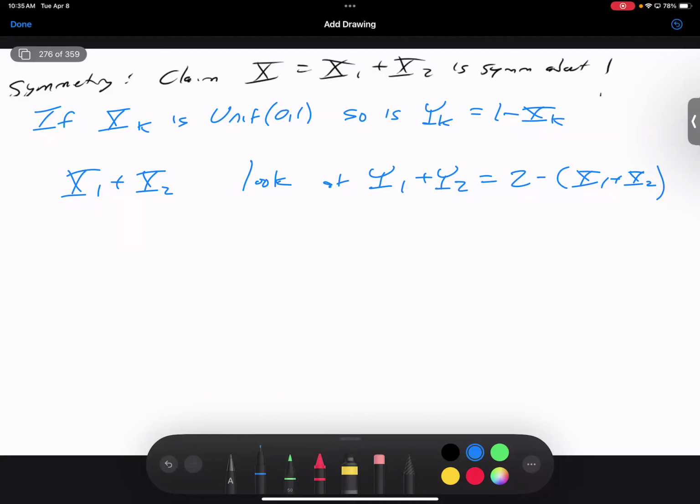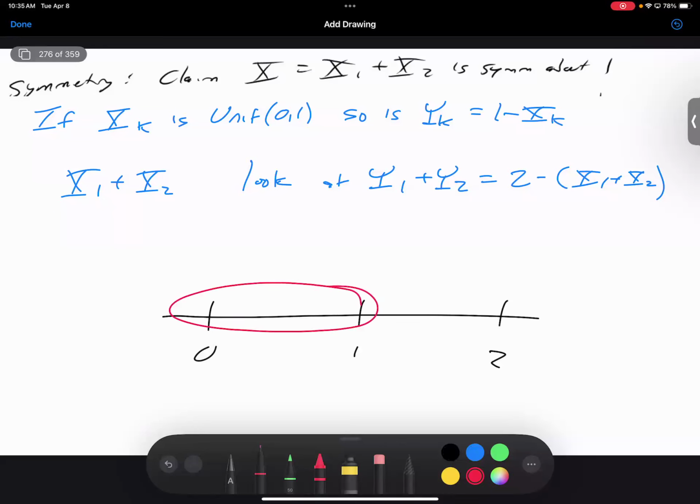So I claim I really only need to understand what's going on for sums up to 1. Here's 0, here's 2, here's 1. If I can figure out what's going on over here, I can basically copy and figure out what's going on here.